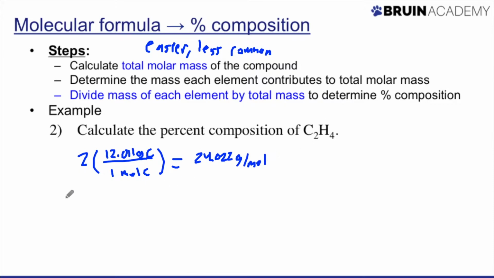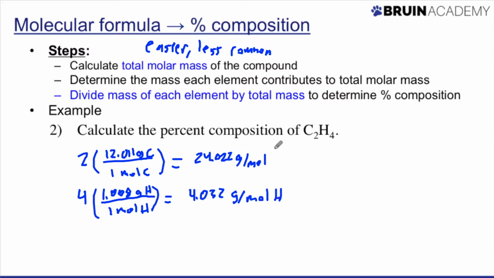We'll do the same thing for hydrogen, right? So for hydrogen, we have 4 of those guys, and we multiply by the molar mass, which is 1.008 grams of hydrogen per 1 mole. Here we have 4. And so we should get 4.032 grams per mole, right? This is of hydrogen, and this top guy is of carbon. And then if we add these two numbers, we should get our total molar mass, which will be, in this case, 28.054 grams per mole. And that's of C2H4.